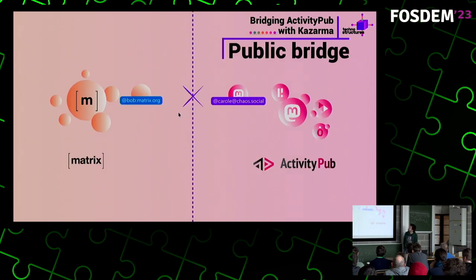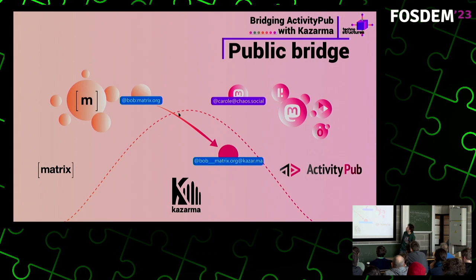So the idea is to bridge those networks by creating puppet users. So Kazarma is both a Matrix server, an application service like other bridges, and it's also an ActivityPub server. So on the ActivityPub side, we create puppet actors, and they can talk to ActivityPub users. And on the Matrix side, we create Matrix puppet users that can talk to other Matrix users.